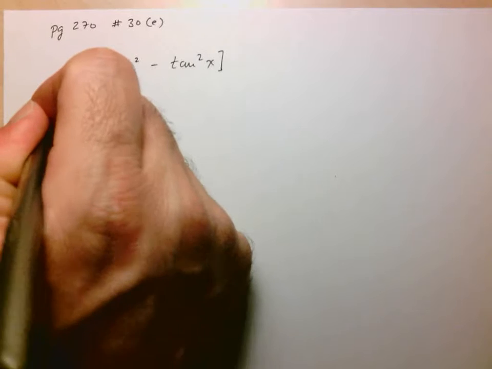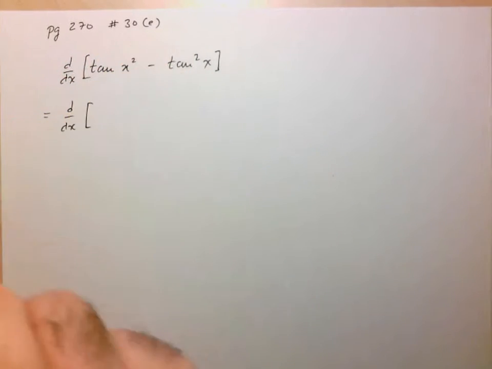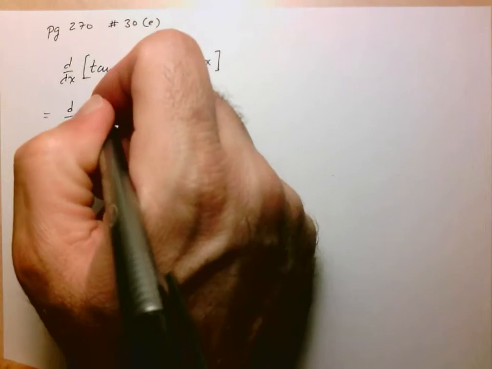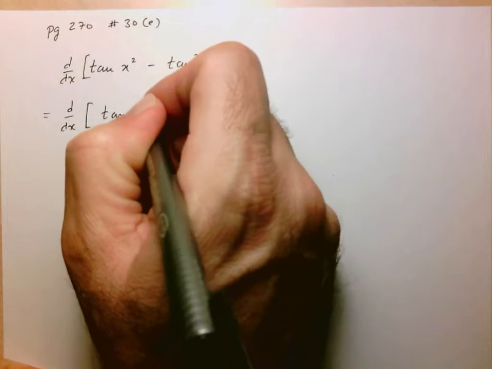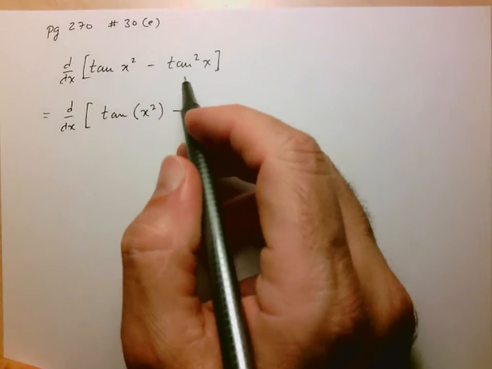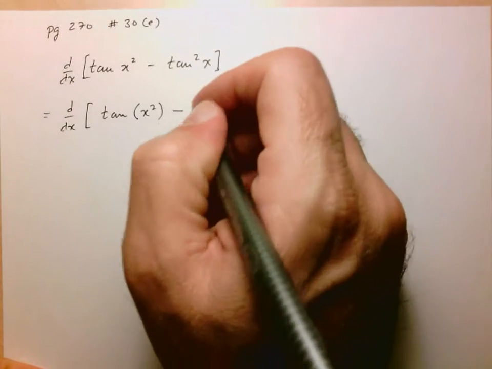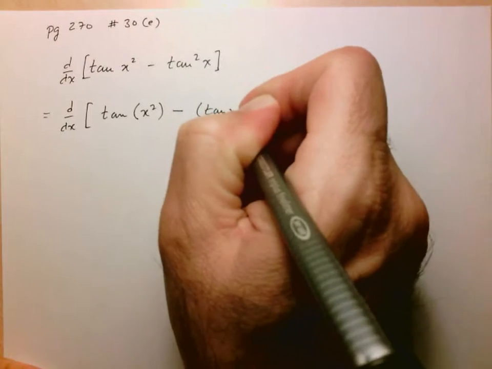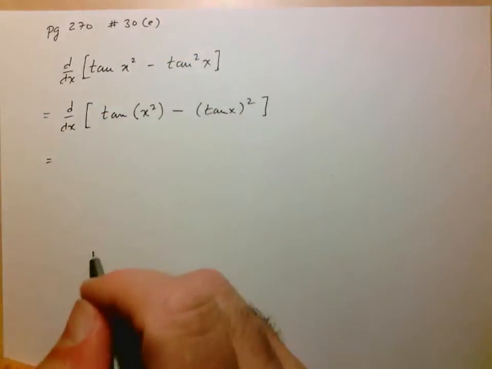So I'm going to start by just rewriting this so that we can really see where we're using the chain rule. So here, just to remind you, when we write tan of x squared, it's tan of the whole input x squared. And normally I wouldn't bother writing this, but just to be very clear that tan squared x means tan of x all squared. Okay, so now we'll go ahead.